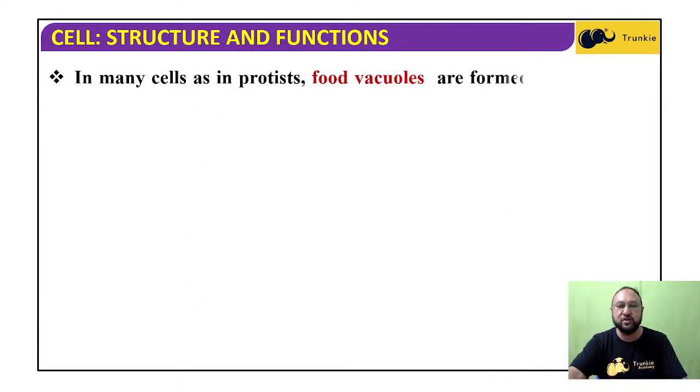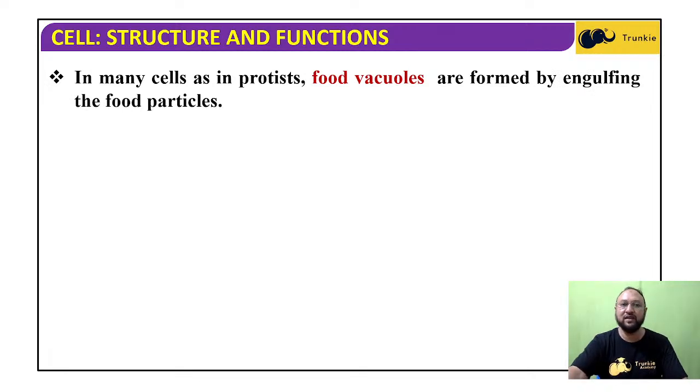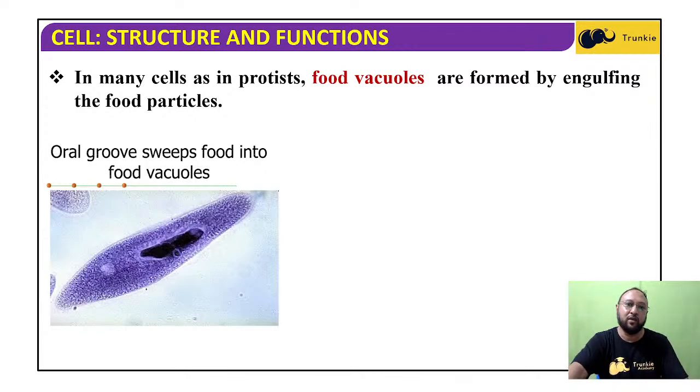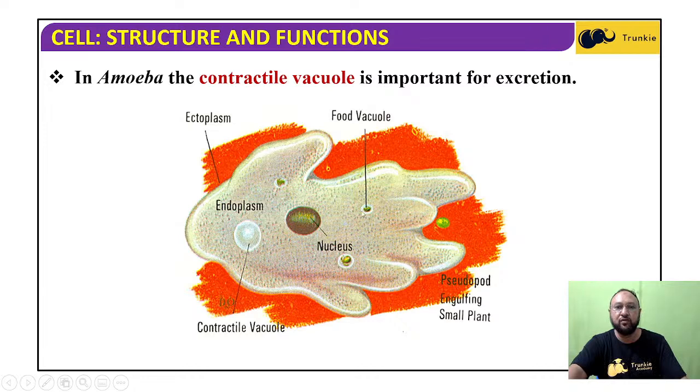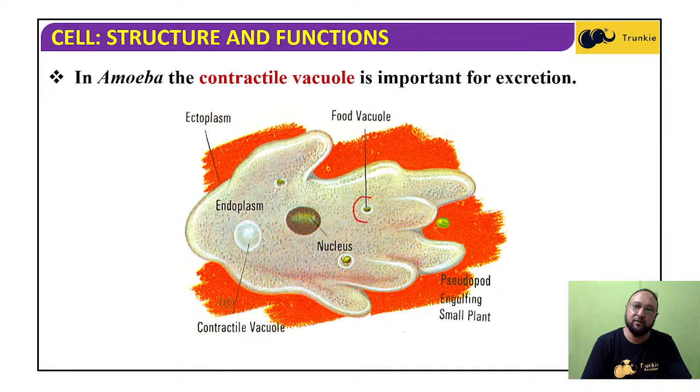In many cells, as in protists, food vacuoles are formed by engulfing food particles, like in amoeba or in paramecium. After engulfing, they form the food vacuoles. Like we have seen here, this is the food vacuole. The pseudopodia go around the food, slowly merge, and then engulf it, forming the food vacuole.